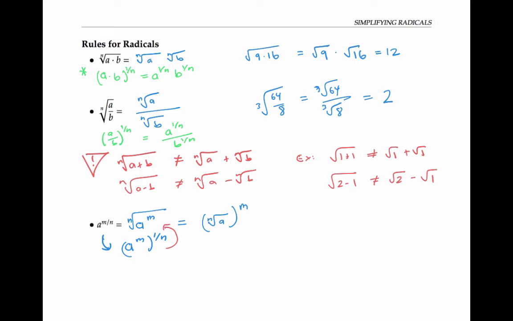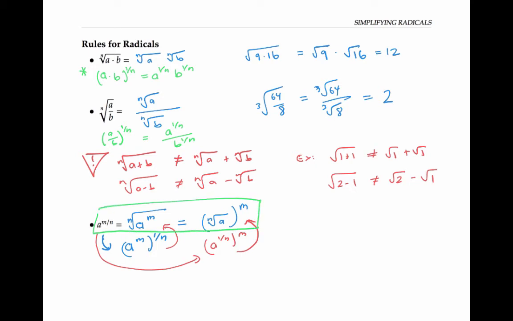The second equivalence can be proved similarly by writing A to the m over n as A to the 1 over n, all to the m. Again, this works because when I take a power to a power, I multiply exponents. 1 over n times m is the same thing as m over n. But now, these two expressions are the same because the 1 over nth power is the same as the nth root.